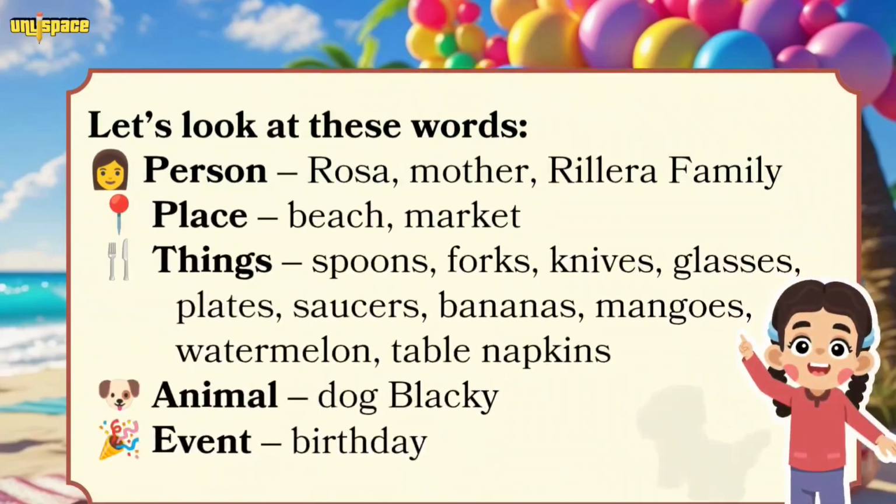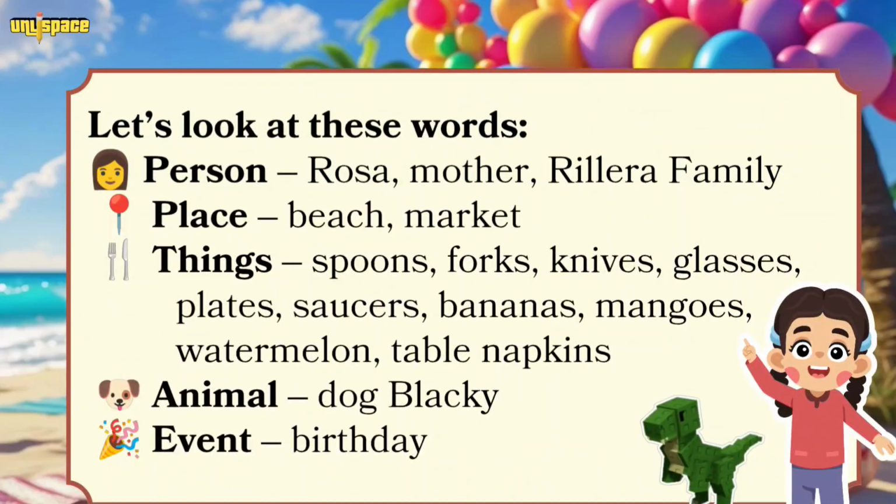Let's look at these words. Person: Rosa, mother, Rillera family. Place: beach, market. Things: spoons, forks, knives, glasses, plates, saucers, bananas, mangoes, watermelon, table napkins. Animal: dog, Blackie. Event: birthday.